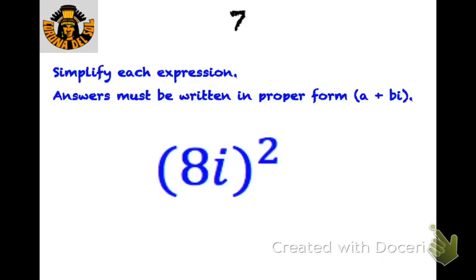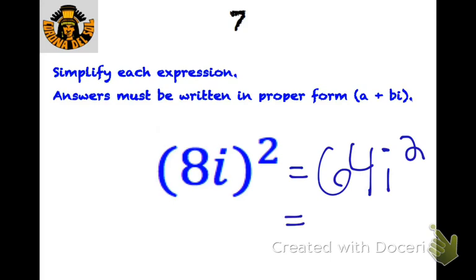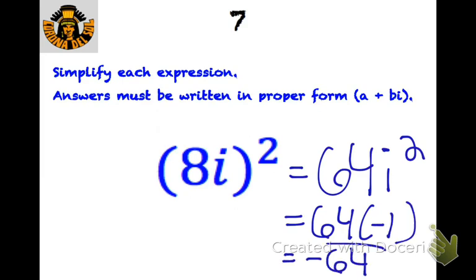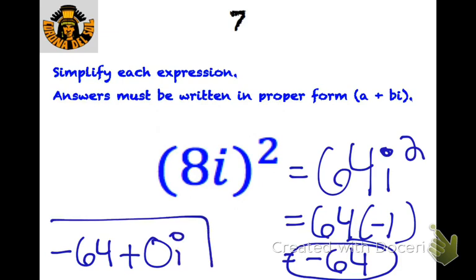All right, this one, we just want to square it. So we're going to say this is equal to 64i squared. But you remember that i squared is equal to negative 1. So 64 times negative 1. So this is exactly equal to negative 64. If the answer should be written in a plus bi form, then it should be written like this. It would be negative 64 plus 0i. That would be a little bit better.